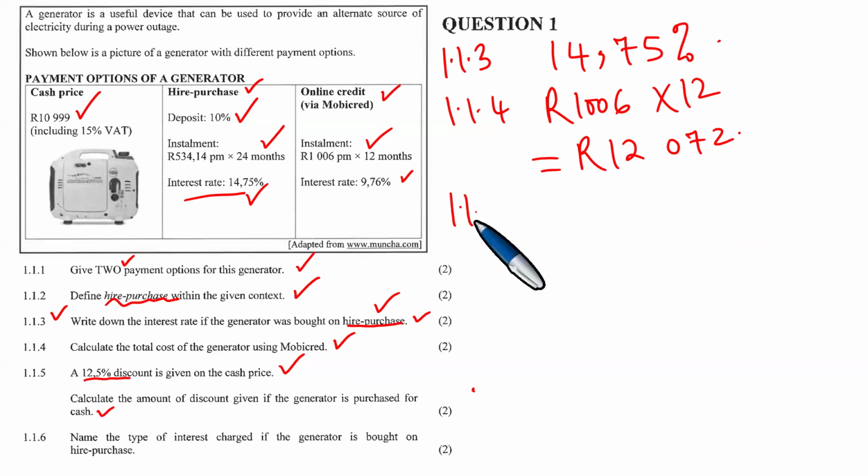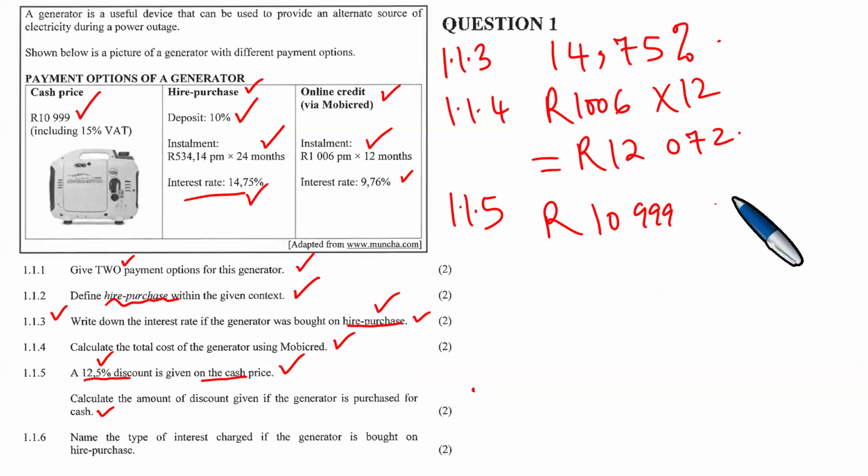So we're looking at 1.1.5. You're really saying the 12.5% discount, so how much is it going to be if there's a discount there? Obviously, this is very obvious, because how much is the cash price? It's 10,999 rand. So you need to write down the 10,999 rand. And then you need to look at the percentage, right? Because they're saying a 12.5% discount is given on the cash price. You calculate the discount. This is the cash price, so you need the discount, and the discount is 12.5%. And 12.5% means 12.5 over 100.